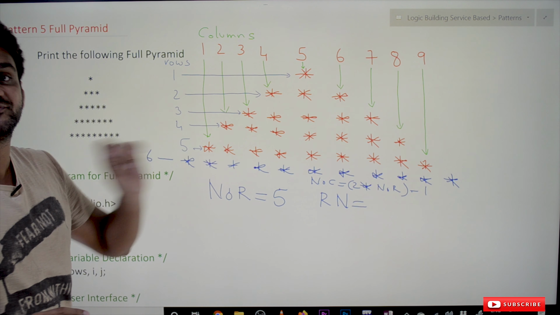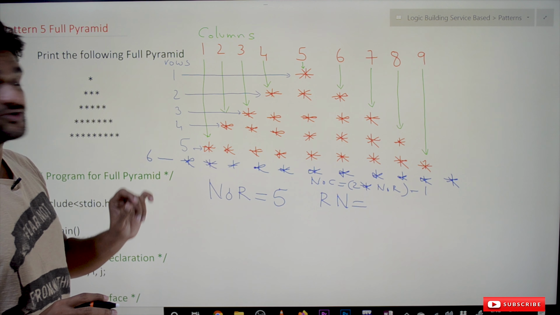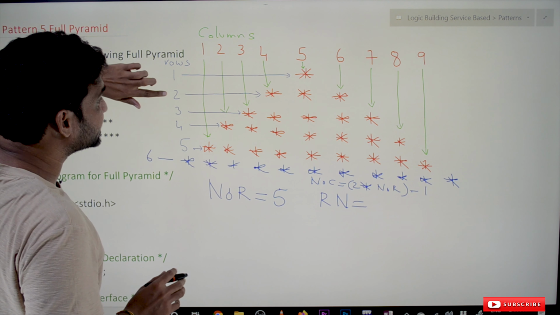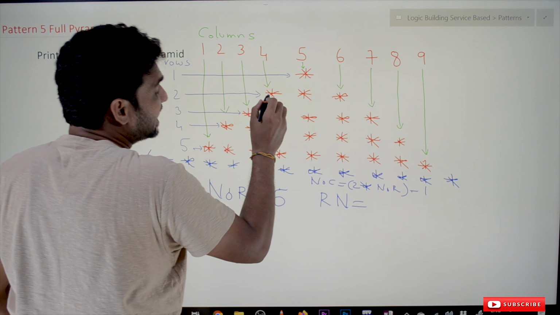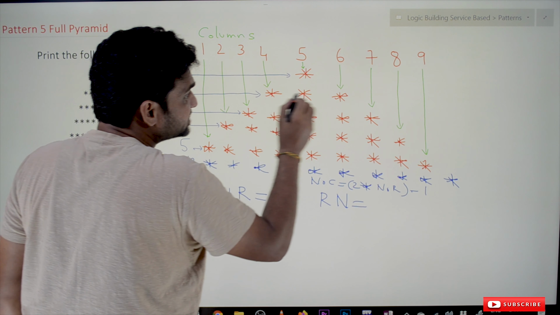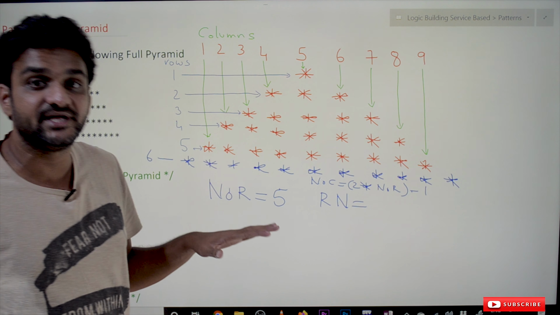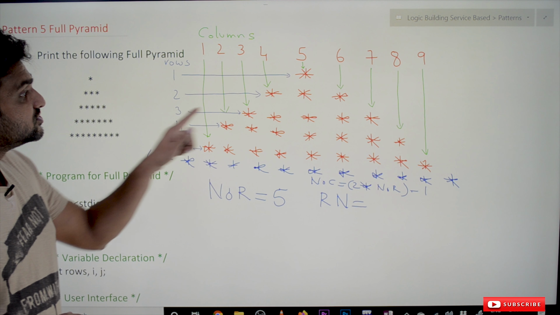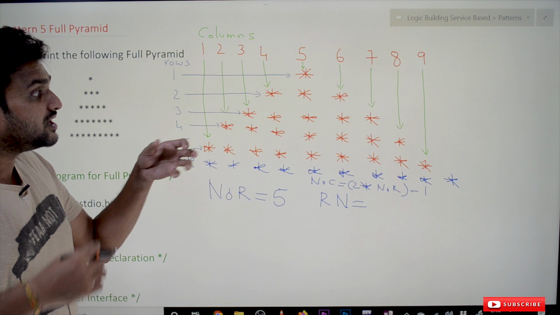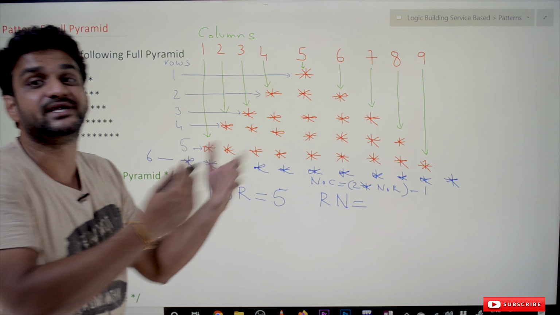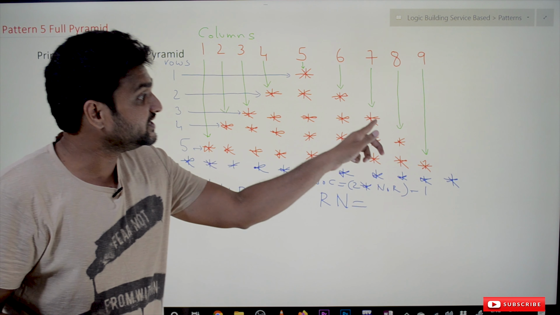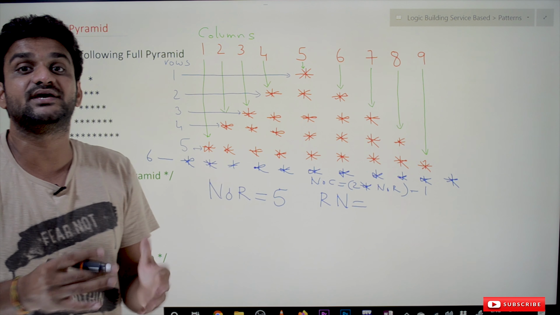This is the point that we have to understand. Whenever we are in the second row, we have to start printing the stars from this location to this location, and the remaining spaces should be left empty. And if we are in the third row, the starting point of printing the stars is 3 and the ending point of printing the stars is 7.